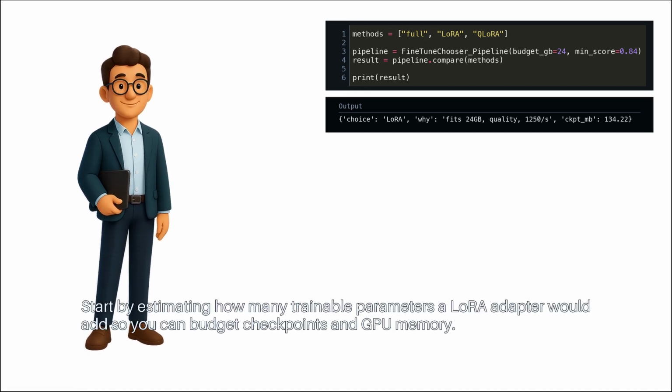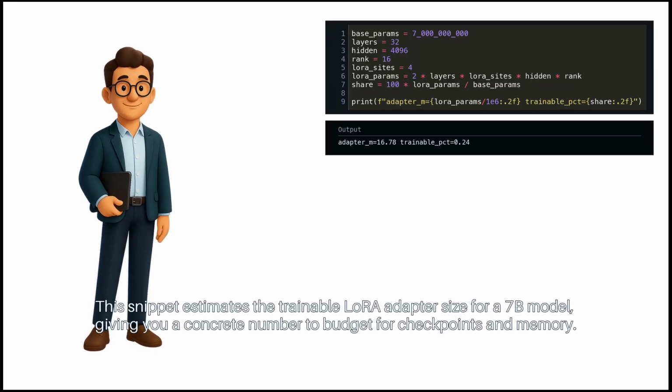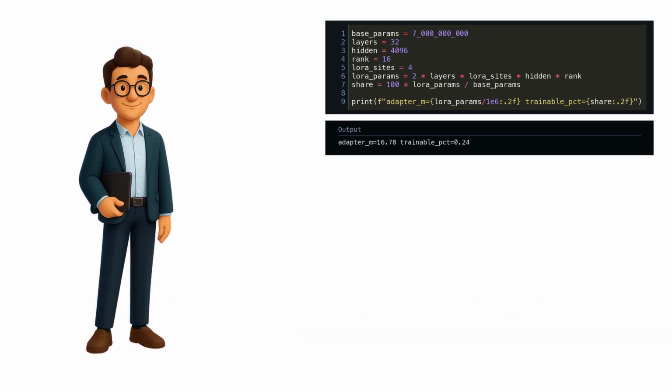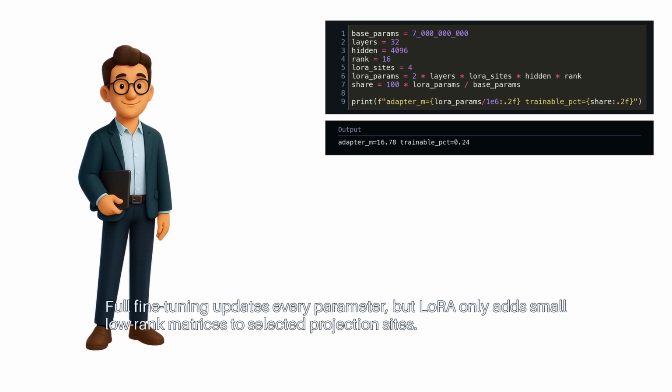Start by estimating how many trainable parameters a LoRA adapter would add, so you can budget checkpoints and GPU memory. This snippet estimates the trainable LoRA adapter size for a 7B model, giving you a concrete number to budget for checkpoints and memory. Full fine-tuning updates every parameter, but LoRA only adds small, low-rank matrices to selected projection sites.